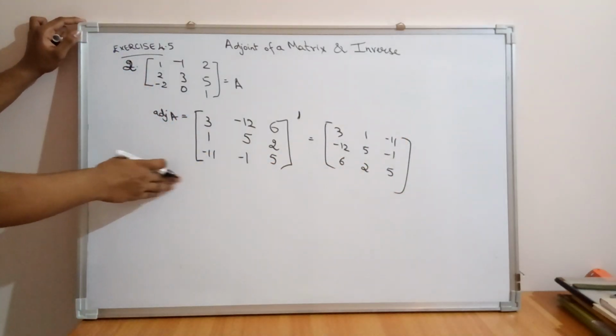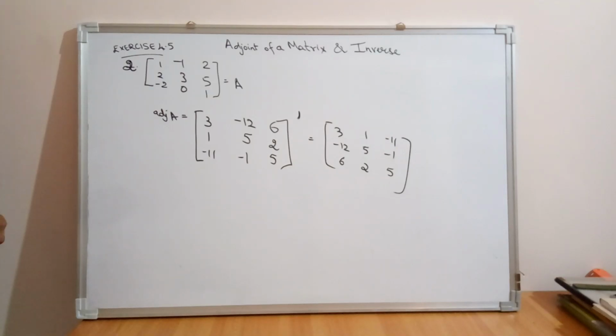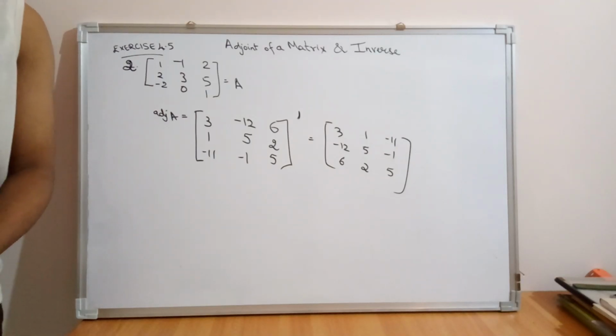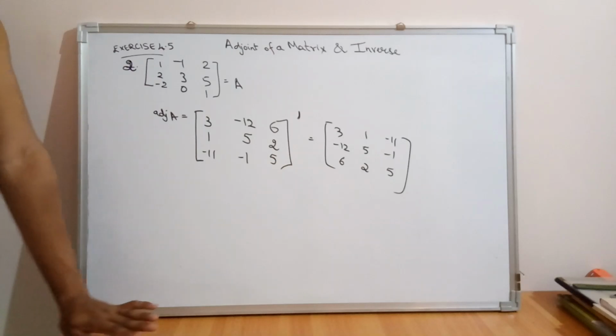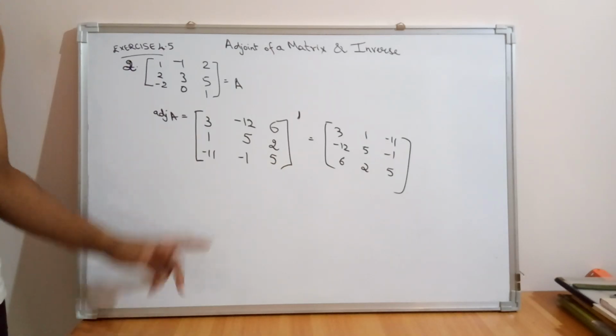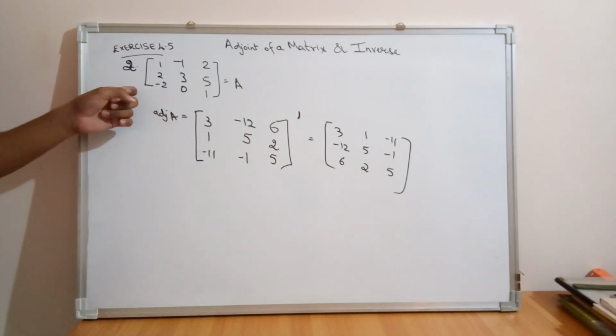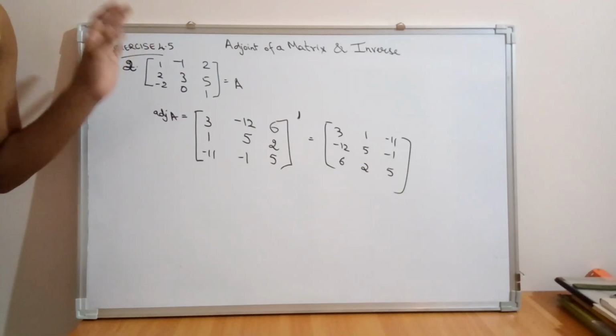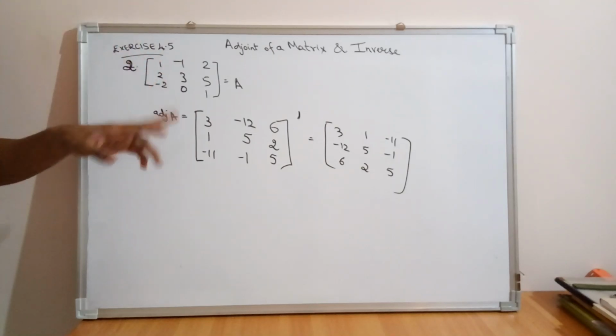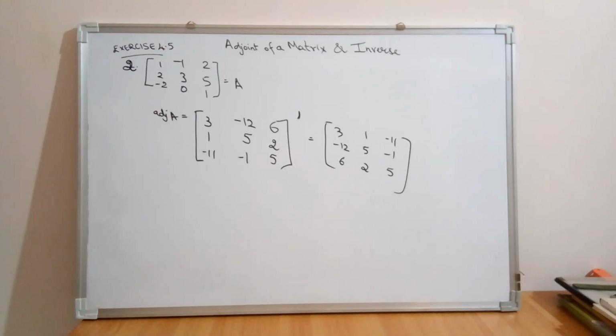Okay, that is the value of the adjoint. So similarly you can do the third and the fourth question. There the extra thing is just you need to multiply this adjoint with the given matrix and show that it is equal to the determinant of A into I. That property we are just asked to prove.